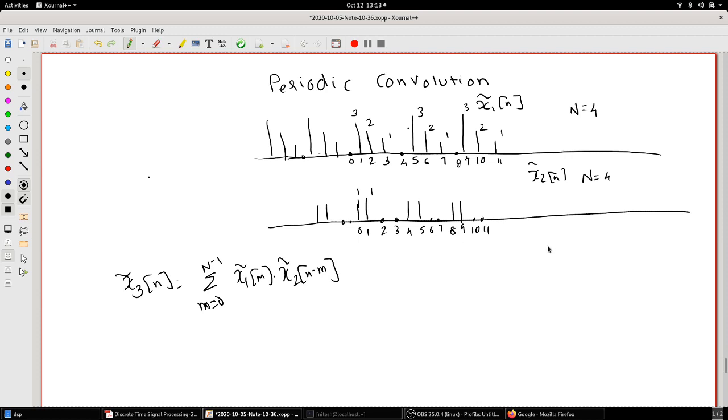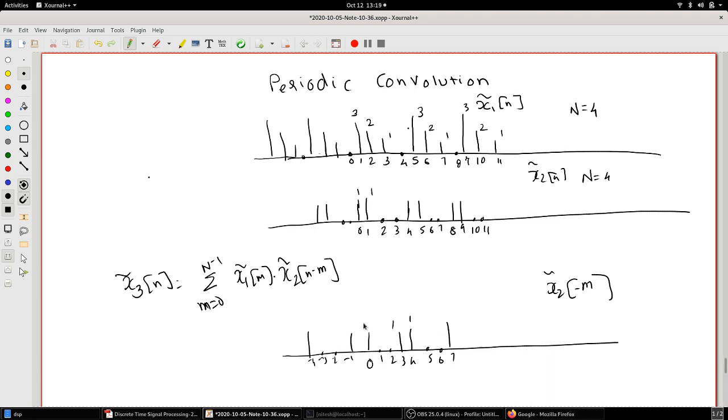The first thing is, let me find x2 tilde of minus m. It will be 0, then 1 2 3, then the fourth one will be 1, and 4 5 6 7 repeat the same way, so 1 1 1 1 1 1. This is how it's going to be.